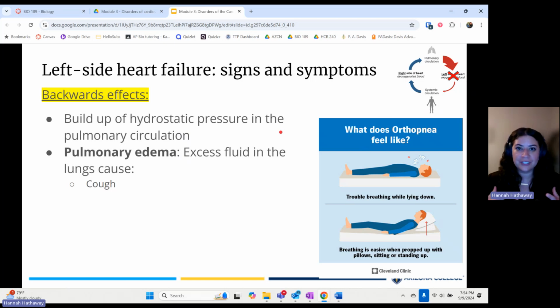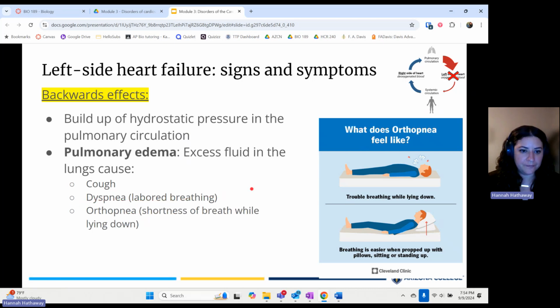Because of that pulmonary edema, you're going to get symptoms due to fluid in the lungs. So cough. If you have a bunch of junk in your lungs, what are you going to do? You're going to cough. You're also going to have dyspnea, which is troubled breathing. One of the prefixes we learned was dys, which means difficult. So difficulty breathing. Orthopnea. So ortho means straight or upright. I think of a 90 degree angle for some reason with ortho. Orthogonal. Anyway, that's math.